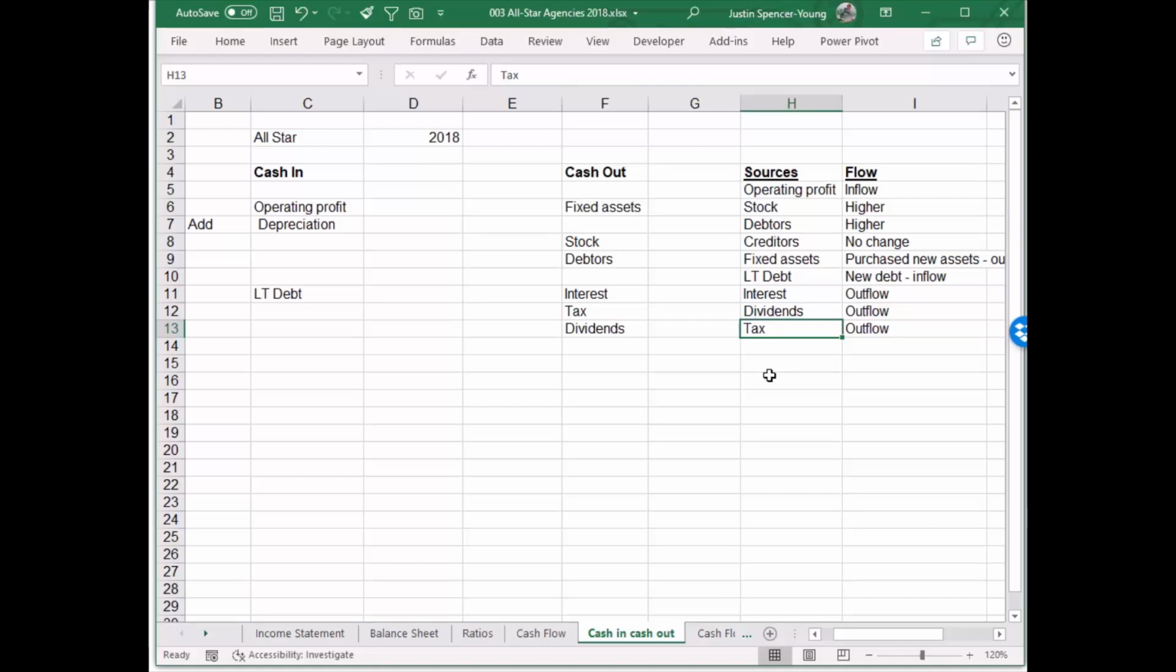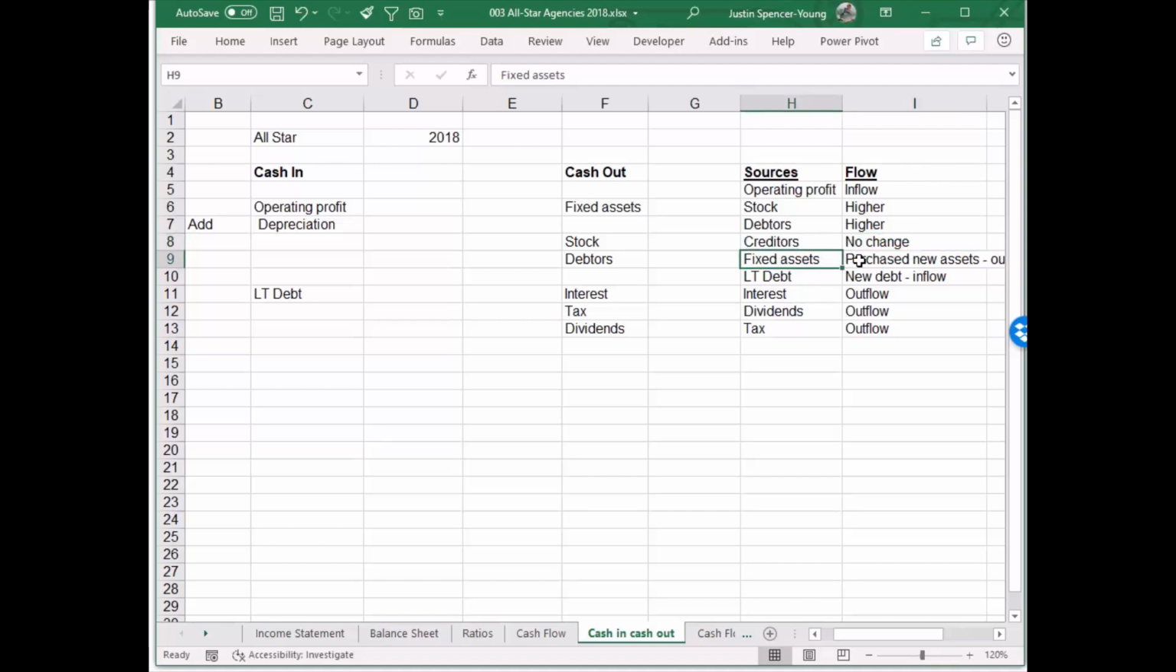I've just identified, in the context of Allstar, that the operating profit was an inflow, and I know that just because it's a positive number. I looked at the stock and the debtors from one year to the next, and I saw that they were higher in the second year. So that says to me this is an outflow, and we'll cover that in a little bit more detail shortly. The creditors, there was no change from one year to the next, so no cash flow impact.